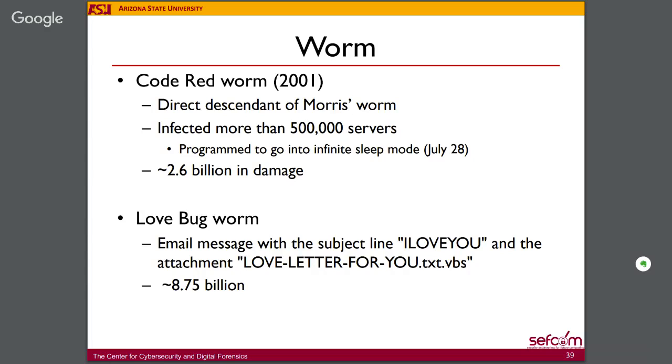So the other examples of worm include the Code Red worm. It's a direct descendant of the Morris worm, infected more than 500,000 servers, and it's programmed to make them go into infinite sleep mode on July 28th, and it cost about 2.6 billion in damage. And another one actually spread throughout email with the subject "I love you" and the attachment "love letter for you.txt.vbs", and infected a lot of people who are lonely, and cost about 8.75 billion.